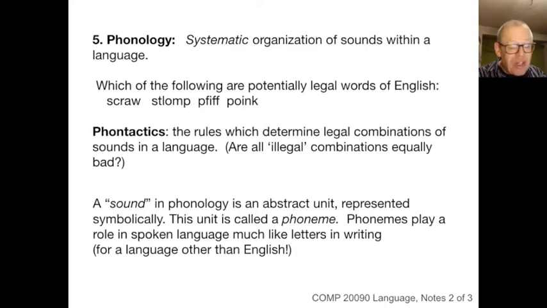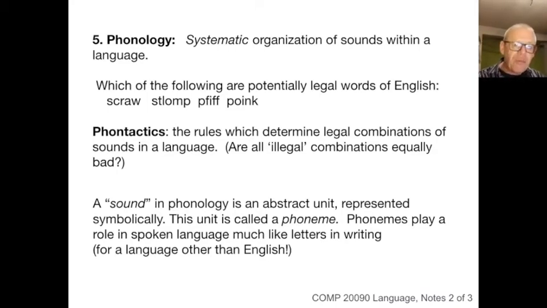Sorry, we're not doing this in class because it's more fun, but usually it goes like this. Scraw, yeah, looks reasonable. Stlomp, no way. No way, stlomp is not a good word. And that STL cluster looks like an illegal sequence of sounds, doesn't it? Fifth is not acceptable as an English word, but it's a perfectly good German word as it happens, so that you can see that the sequencing rules are language specific.